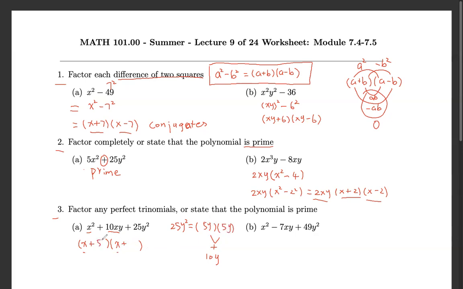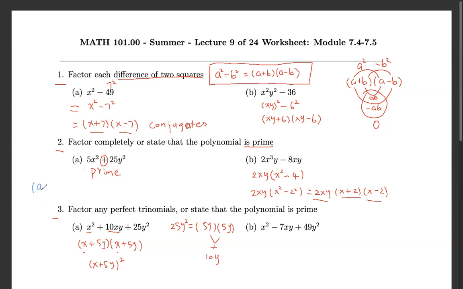So x plus 5y, x plus 5y. And those 2 factors are the same. So normally we write it as x plus 5y squared, right? Because something multiplied by itself is a square. And we call this perfect square. And perfect square will have a formula too. So let me write in blue color.